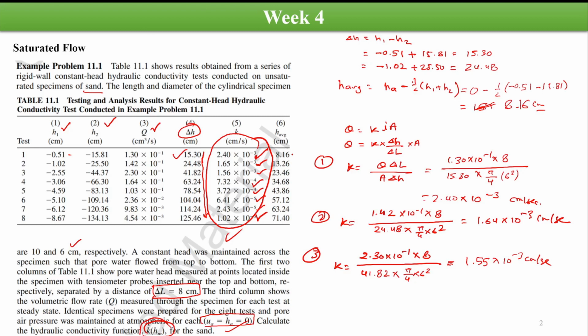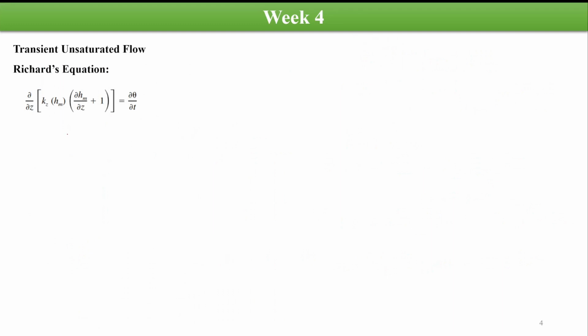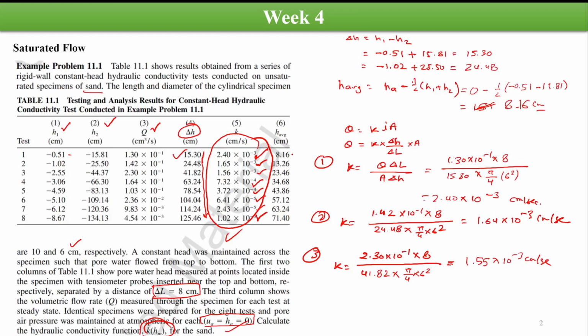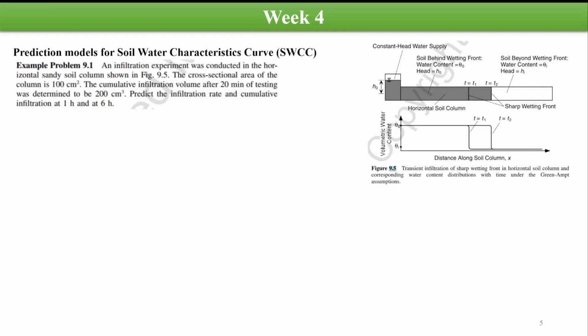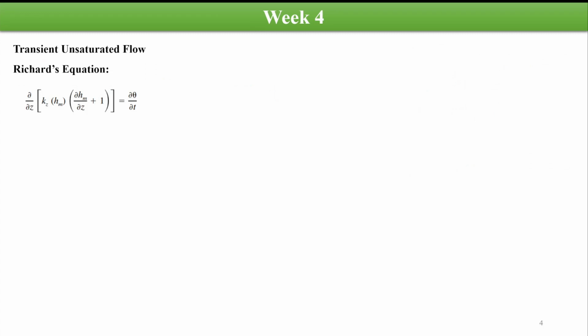Okay, so I hope this question is understood. Here we have been given the heads, and we needed to calculate the hydraulic conductivity, right? So let's move on to the next question for this session. This is a research question on transient flow in unsaturated soils, and we'll be solving one question on the infiltration experiment. So let's see what this question is.